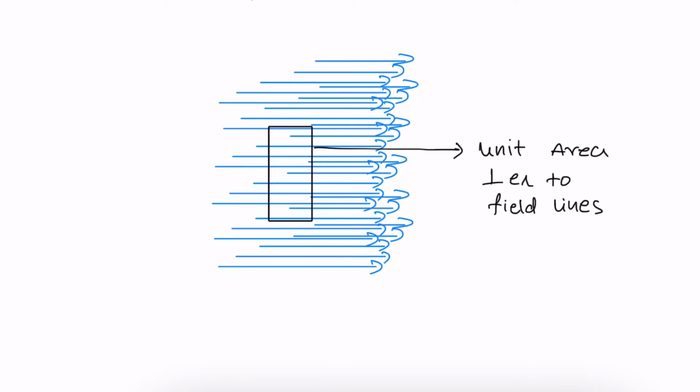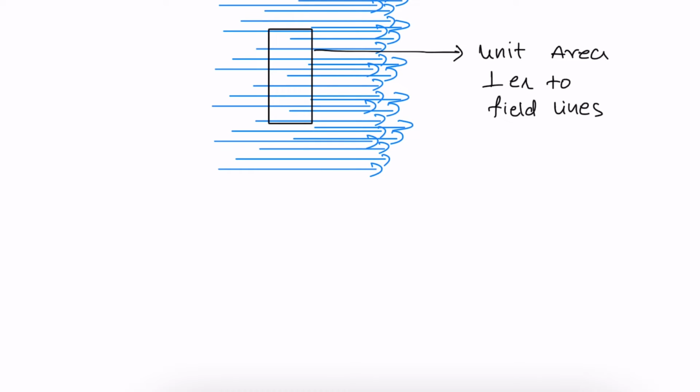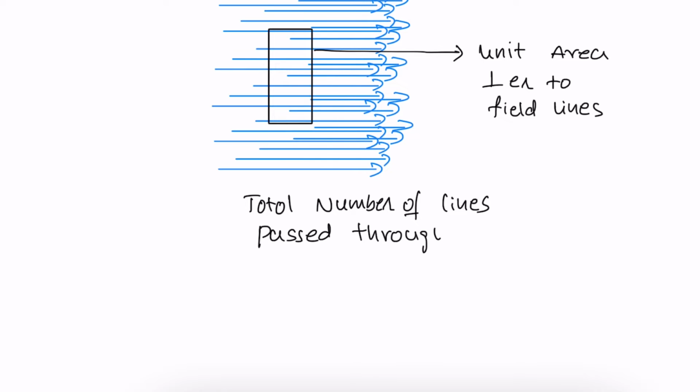The unit area is placed perpendicular to the field lines. So some lines pass through this unit area. The total number of lines passed through the area is called the electric field intensity.